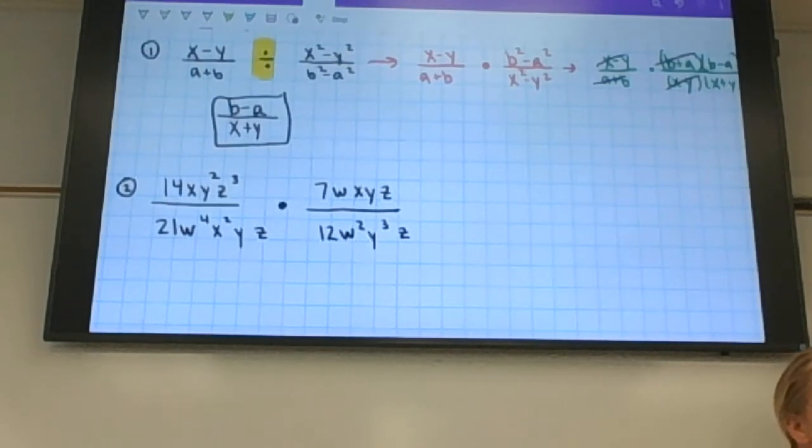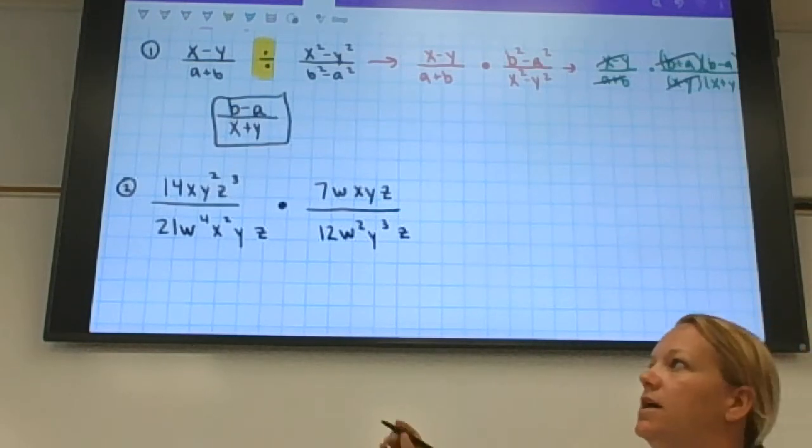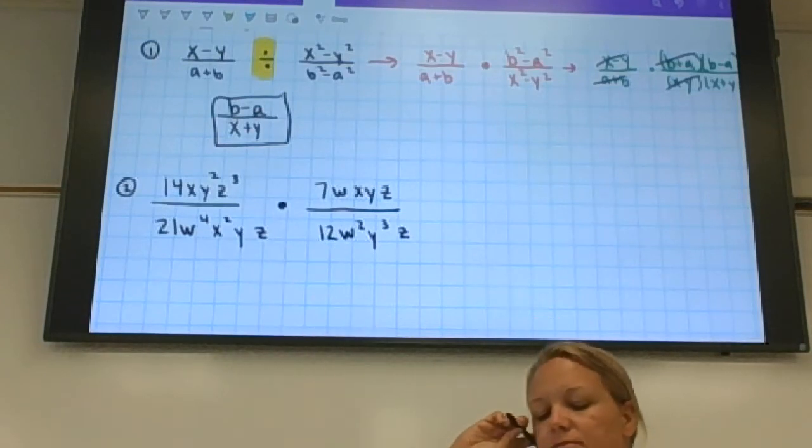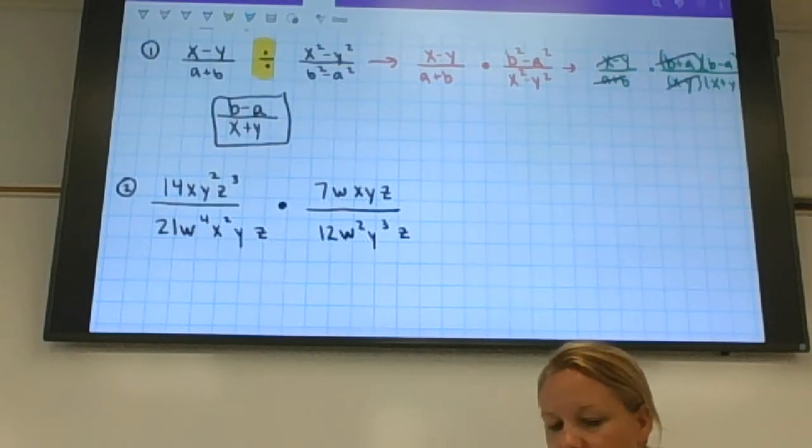Okay, so there were questions about number 2, like, what should I do first? Should I reduce up and down? Should I reduce diagonally? Should I rewrite it? You can do lots of things. I'm tempted to reduce up and down and diagonally, so let's just do that.